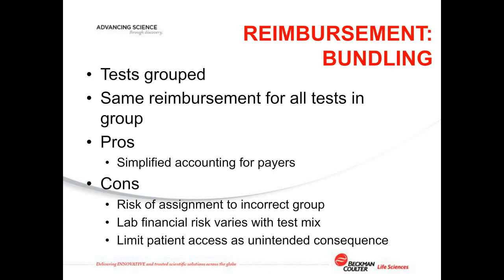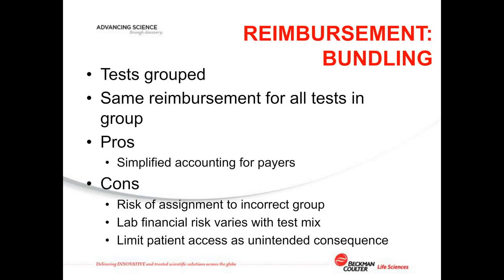Now, the third system is bundling, and this is also something we are seeing in the U.S. now. In this case, tests are grouped, and these aren't the same tests. They just, the payer, often Medicare in the U.S., will simply assume that certain tests are similar enough that they can all be reimbursed at the same rate. Now, the payers love this because it simplifies their accounting. They don't have to come up with different reimbursement for every test on the books. They can say, well, this is a level 3 of this on this particular fee schedule, and all of the level 3 testing gets the same reimbursement.